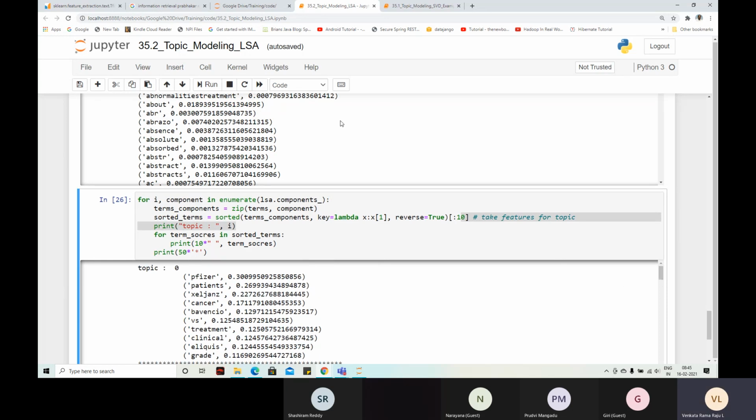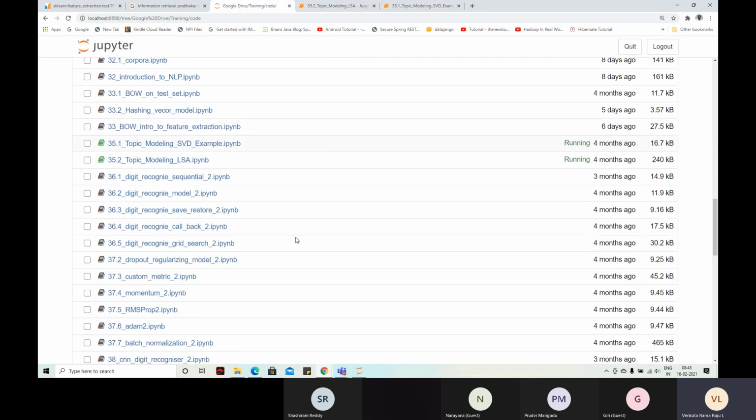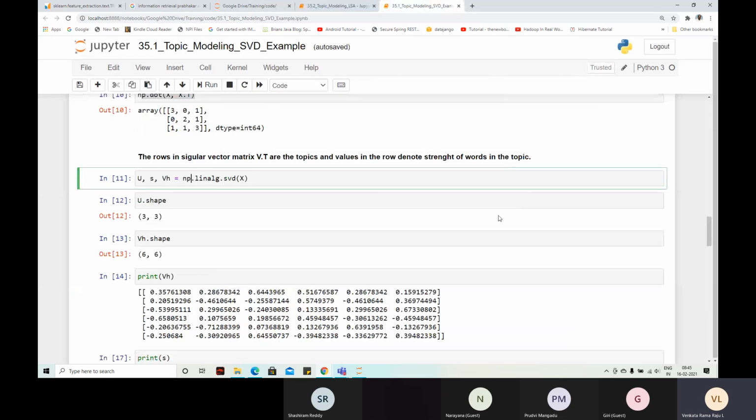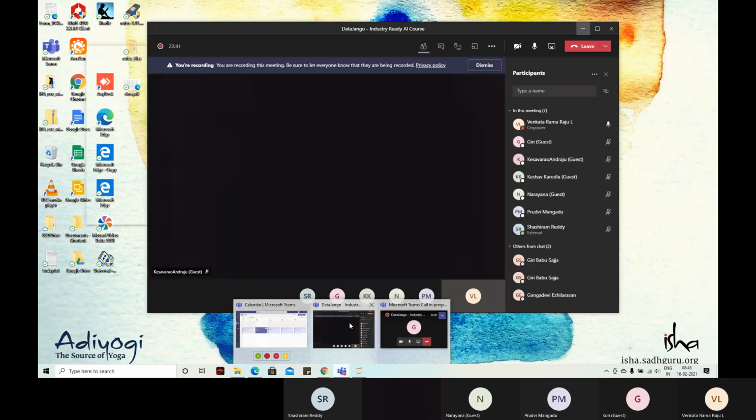So tomorrow we'll see this, and once this is done, we can jump into deep learning. Mostly tomorrow we'll start deep learning. Mostly by 8:15 we'll start deep learning. Okay.